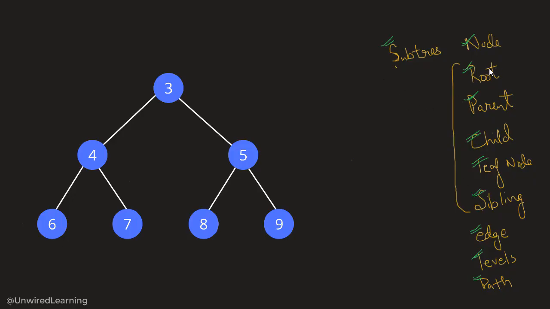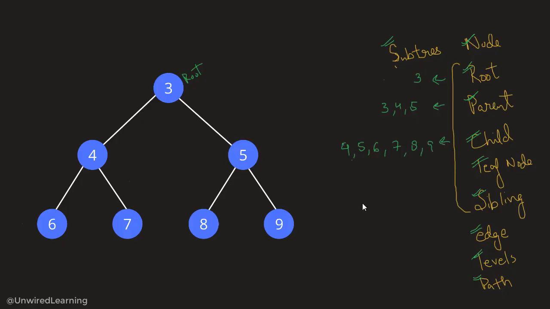Now the first thing I'm going to talk about is the root node. For the root node we are going to get a result of 3, which is our 3 node. Then parent: at this point 3 is also a parent, 4 is a parent, as well as 5, so the result is the 3, 4 and 5 nodes. Then about child, 4 is a child, 5 is a child, 6, 7, 8 and 9 are also children. Except 3, all are children, so that is 4, 5, 6, 7, 8 and 9.